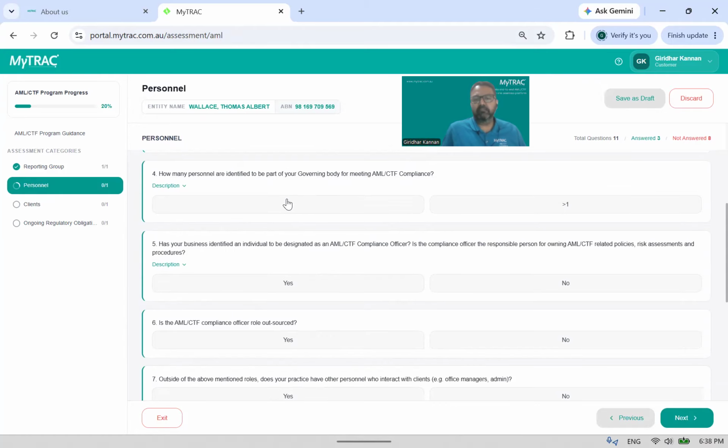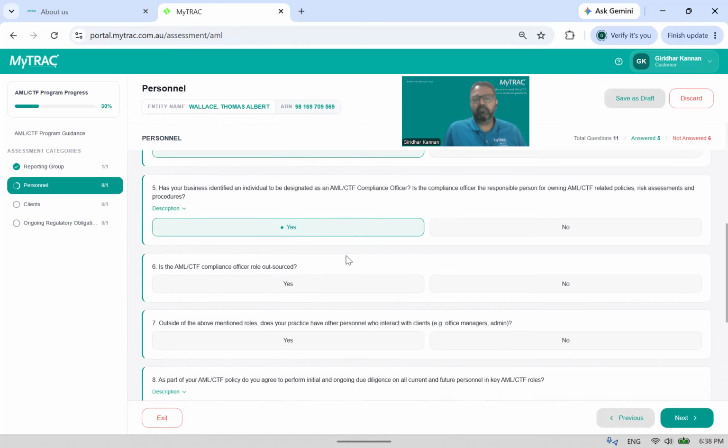There's only one person who will act as a governing body member. As a compliance officer being identified, yes, he will be the person responsible. Have you outsourced the role of a compliance officer? Small practices definitely don't have the budget to outsource these.